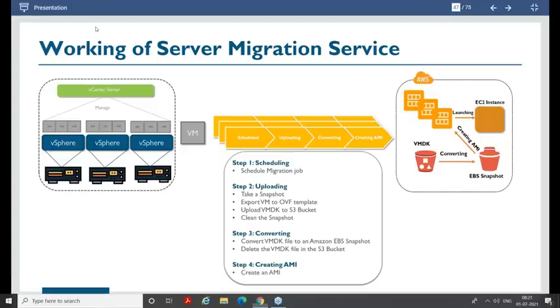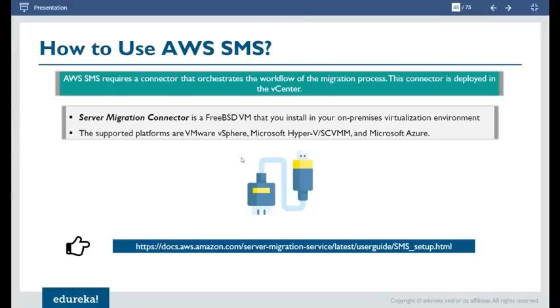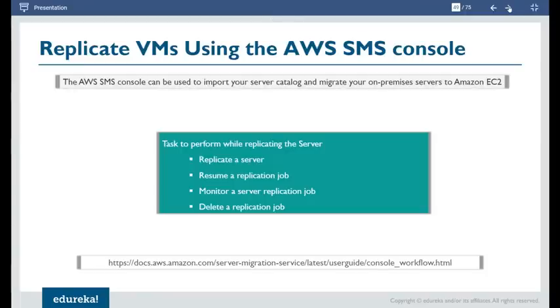And this is only for servers which are running on your VMware environment or vCenter environments, right? It does support VMware vSphere, Microsoft Hyper-V, and Microsoft Azure. This SMS connector needs to be deployed in your vCenter so that this migration can go smoothly. For database, there is a different approach. We'll talk about database migration also. This SMS console can be used to import your server catalog and migrate your on-prem server to your cloud EC2.